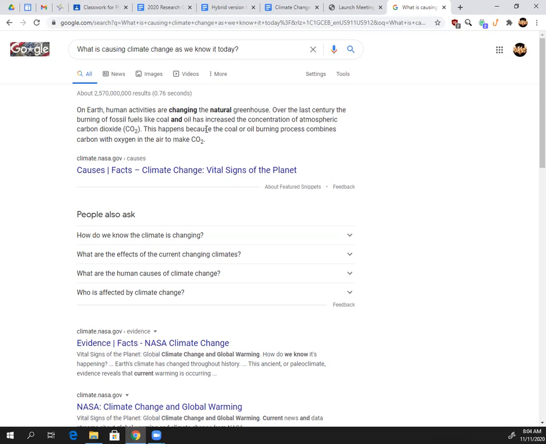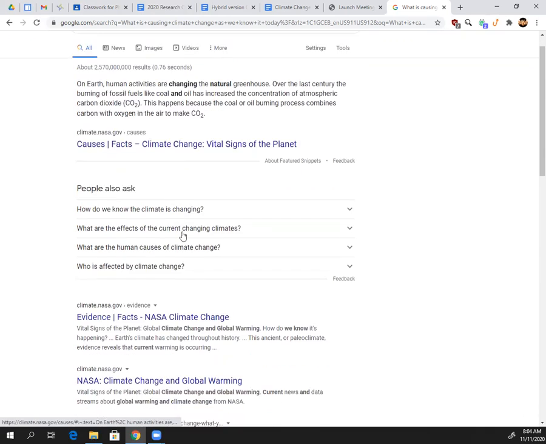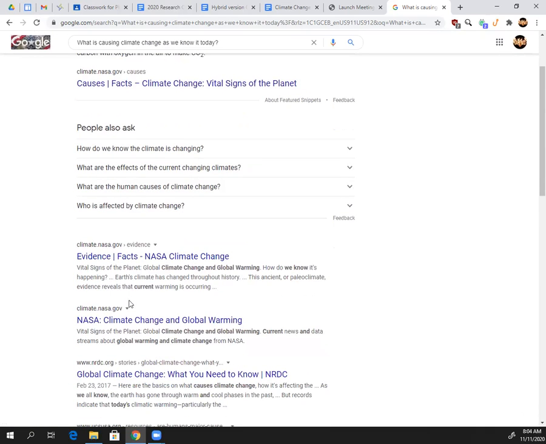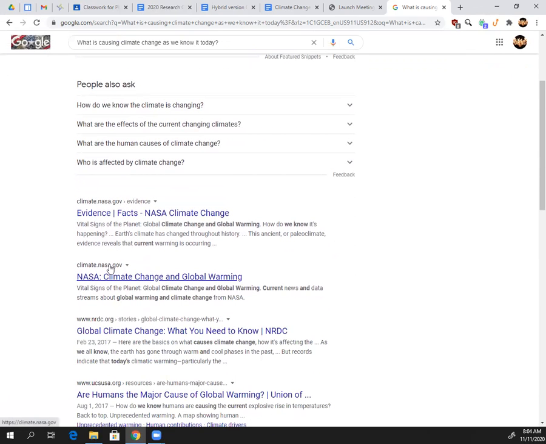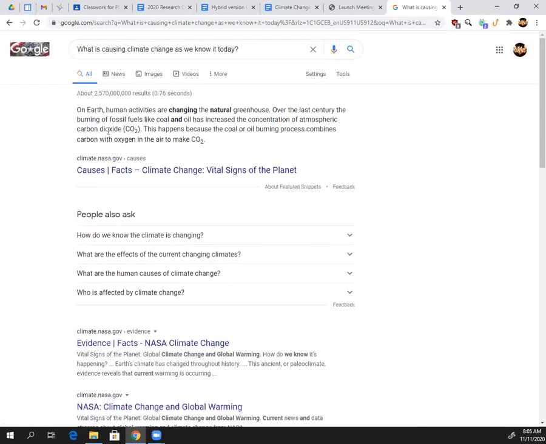So you need to, for instance, look and see if it is a good site. NASA is going to be a great site for climate change and global warming. So if you just look down and you see climate.nasa.gov, it's probably going to give you a lot of information on there.